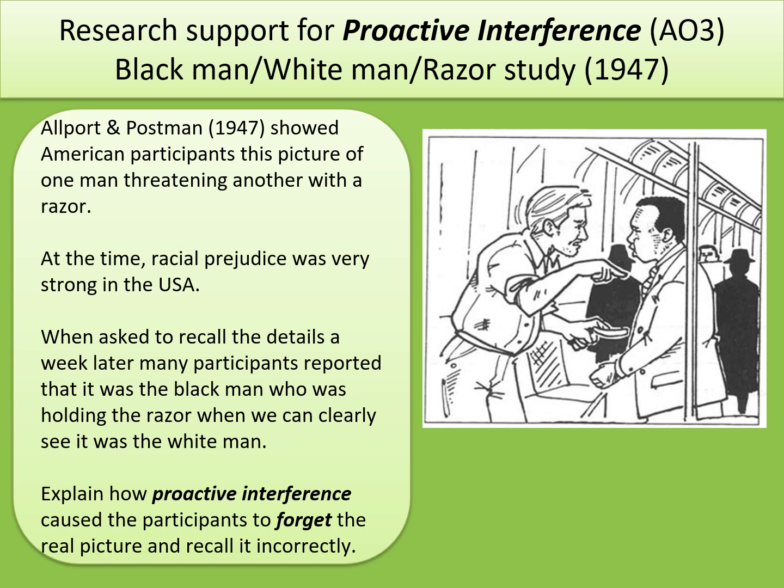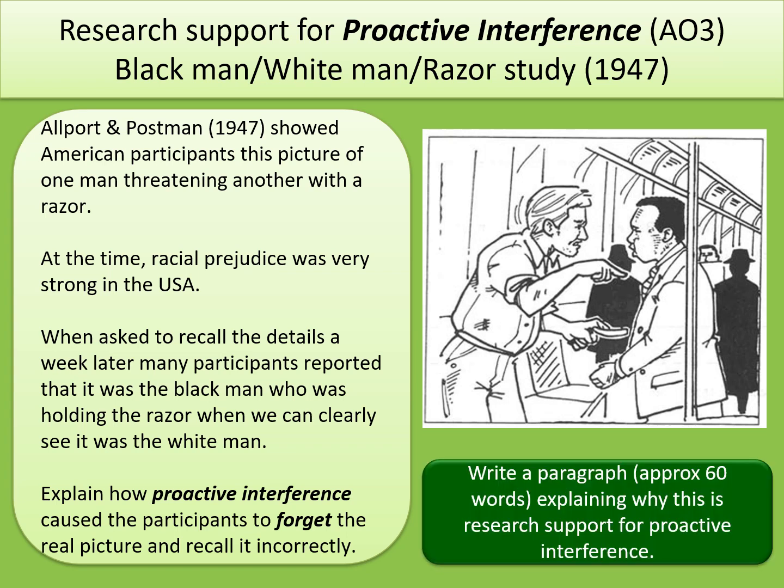And you're right in thinking that they remembered it as the black man threatening the white man, because their racial prejudices and stereotypes had distorted the picture in their memory, and so they remembered it incorrectly. And it just goes to show how susceptible our memories are to change and to distortion. So this is really good evidence of proactive interference distorting people's memories because of their racial stereotypes. Again, write a paragraph showing that strength.